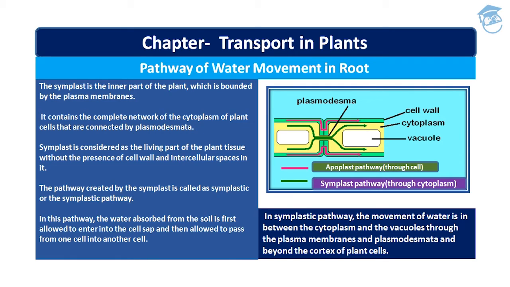I repeat, in the symplastic pathway, the movement of water or mineral is between cytoplasm and vacuole. See, this is cytoplasm and this is vacuole. So the movement of water is restricted between the cytoplasm and vacuole through the plasma membrane and plasmodesmata. Then it goes through the plasmodesmata and beyond the cortex of a plant cell. So this is another cell, wherein water moves from here to here. I hope it is clear to you now.